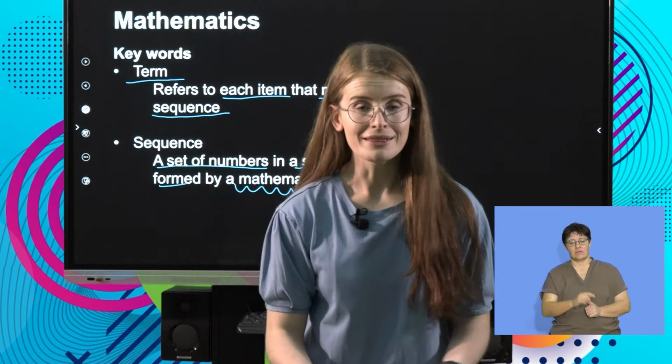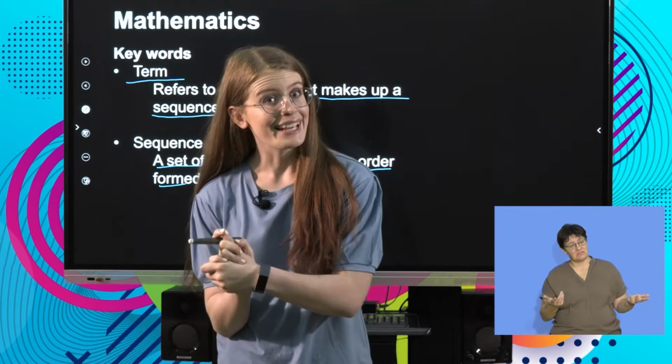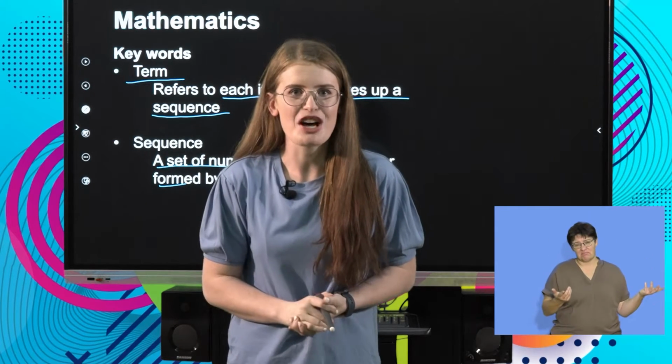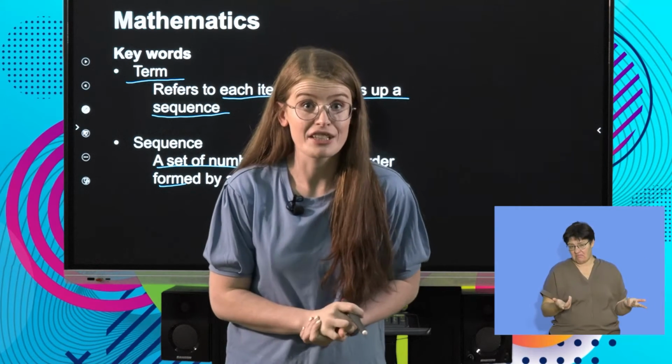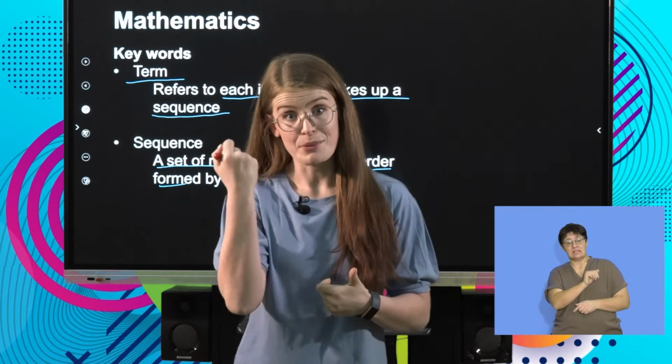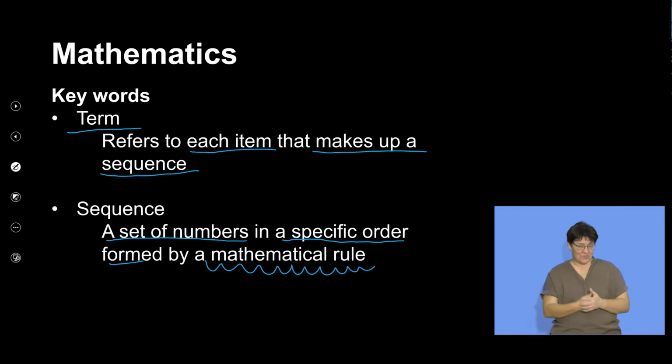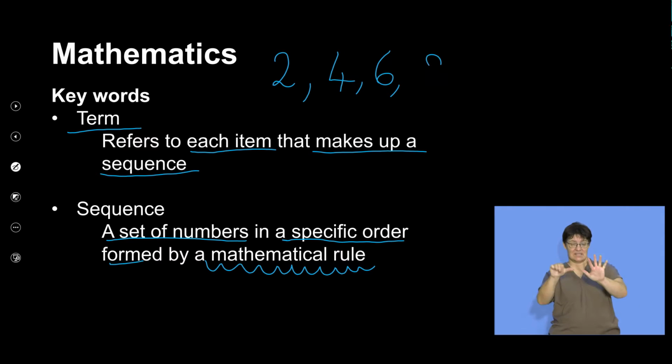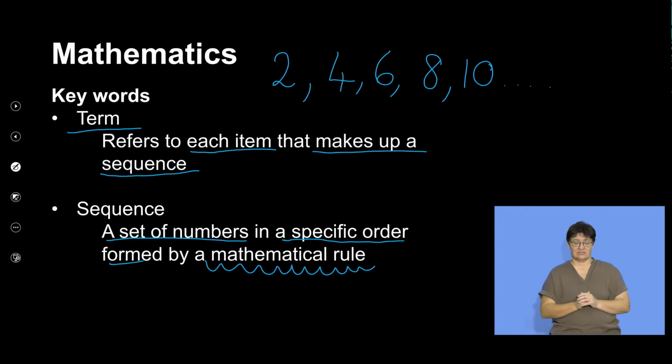Well, you may be thinking, can I see an example of this? Let's have a look at an example where we can see a term and a sequence. So please, will you follow me on the board? If I have the numbers 2, 4, 6, 8, and 10, I could say that this is a sequence because I have a set of numbers in a specific order.